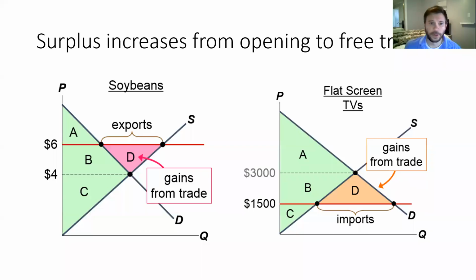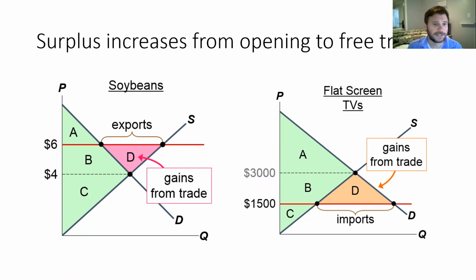Hi, everybody. We are back to continue our discussion of international trade. What we were doing is utilizing our supply and demand framework, our perfectly competitive market model framework, to understand the gains from trade when we open up to free trade. And we did this last time by considering the two cases that you can see on the screen now.